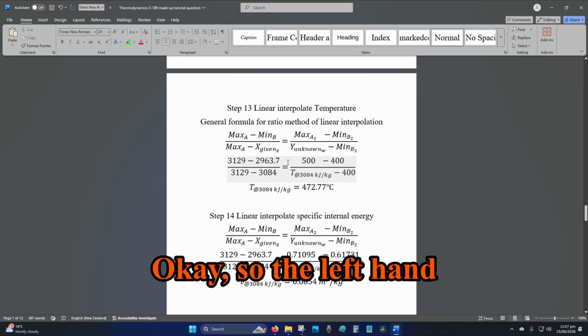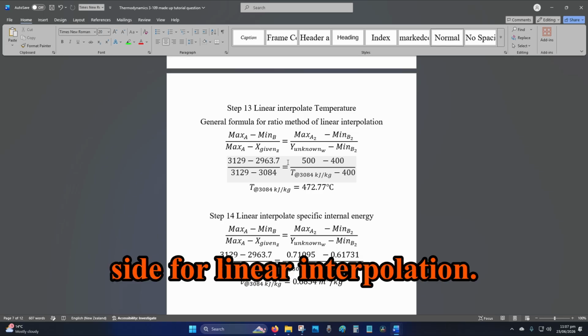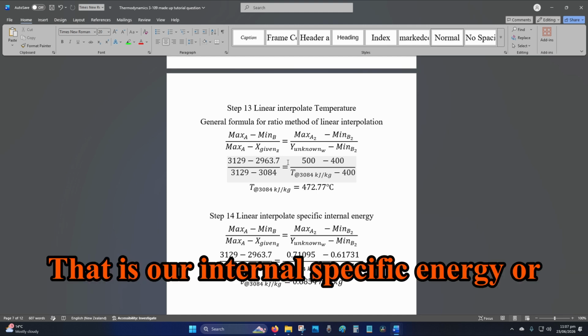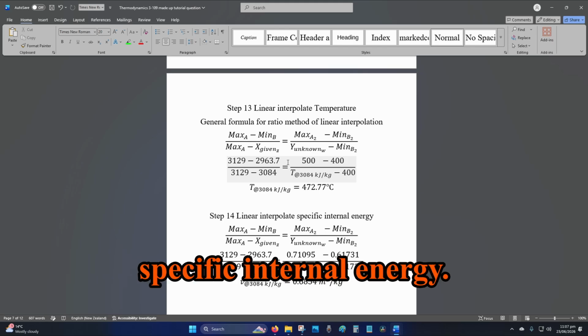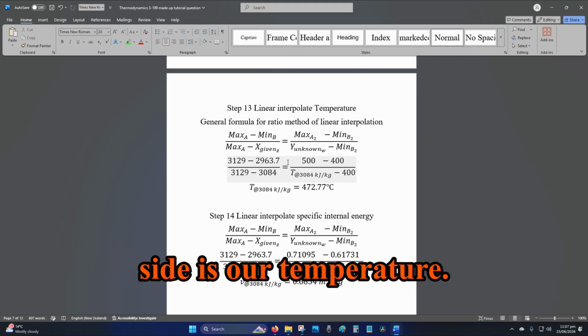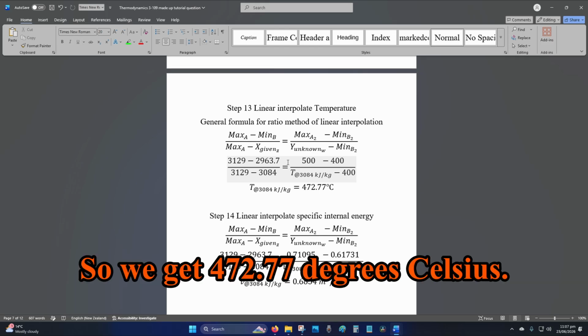Okay, so the left-hand side for linear interpolation, that is our specific internal energy. And the right-hand side is our temperature. So we get 472.77 degrees Celsius.